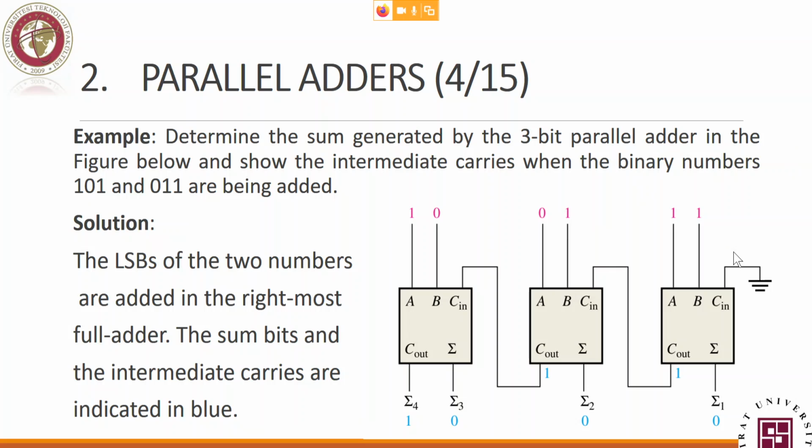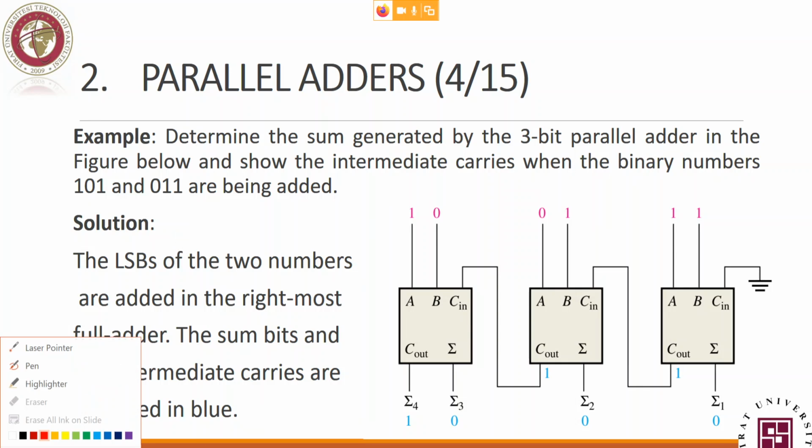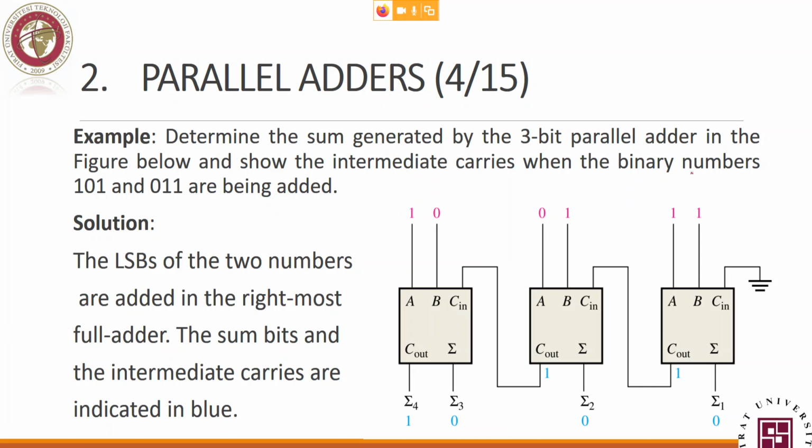So again, we have these 3 full adders for what? For summing what? Let me explain from the beginning. This is the type of question we usually ask: determine the sum generated by the 3-bit parallel adder in the figure below, and show the intermediate carries. The intermediate carries, which ones? This one also. This is not intermediate, but these are the intermediate.